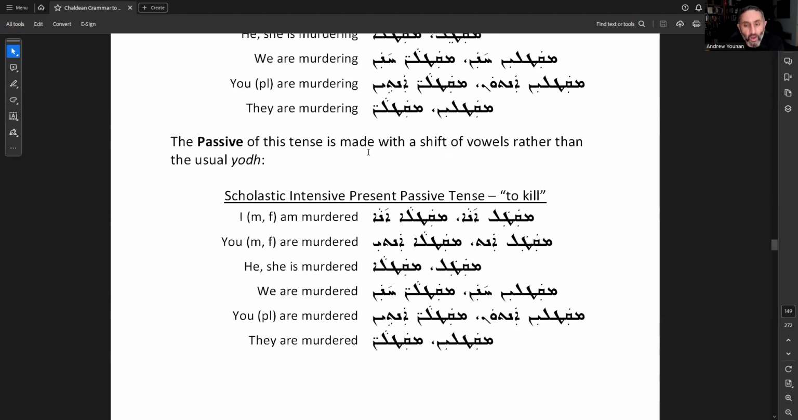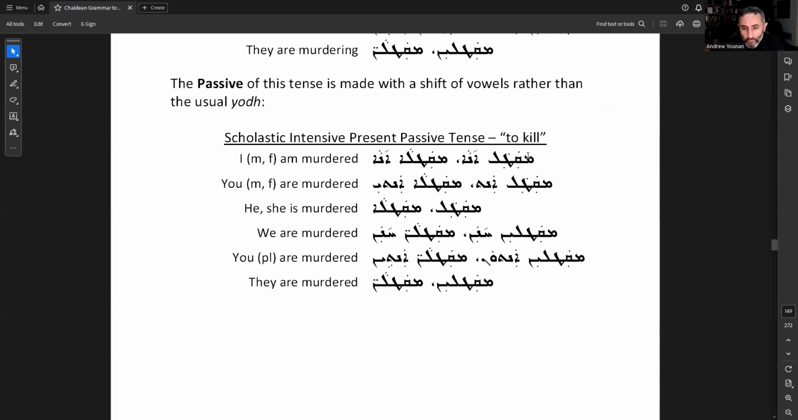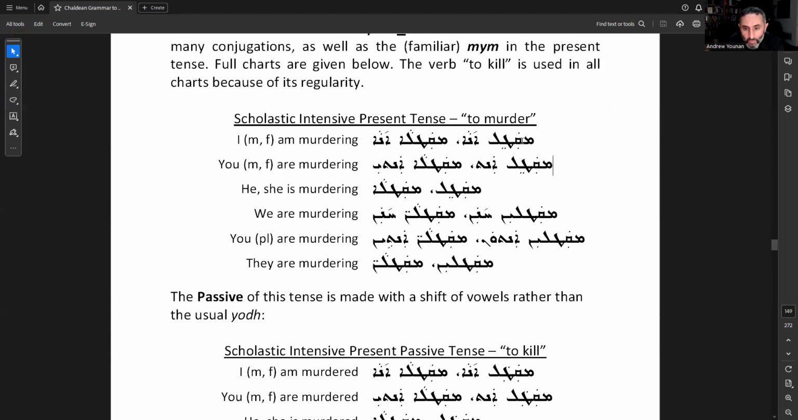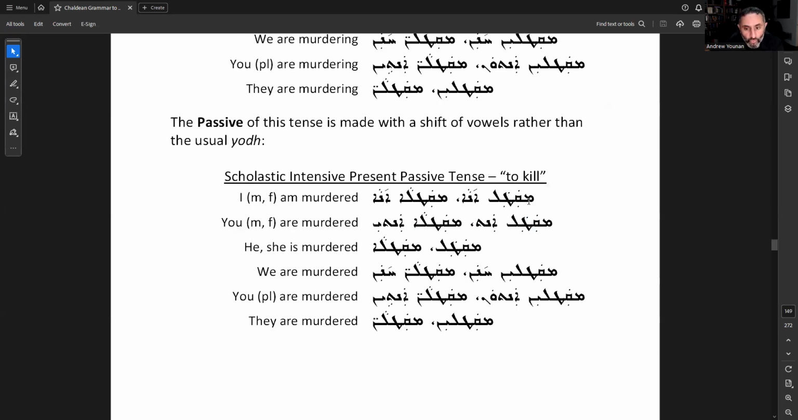The passive, now there's a little bit of a difference. Instead of the qil with the yod in the middle, the vowel just kind of shifts. So مقتلنا is I am murdered. So مقتلنا is I am murdering. مقتلنا is I am murdered. It's a very, very subtle difference. Do your best to memorize it.